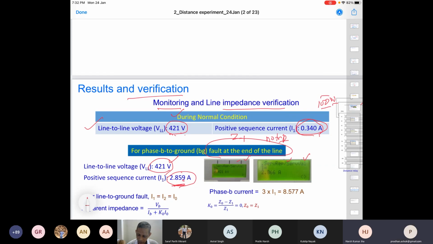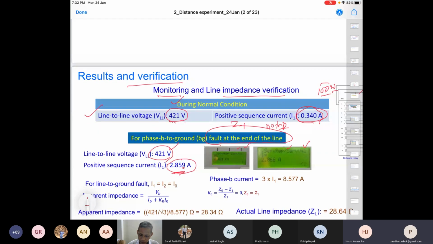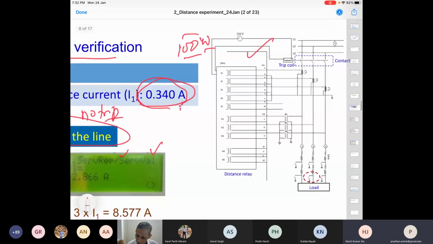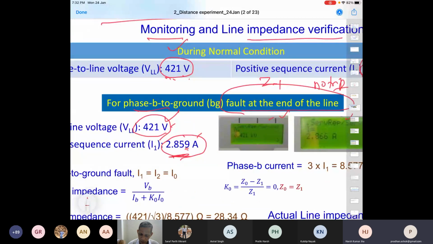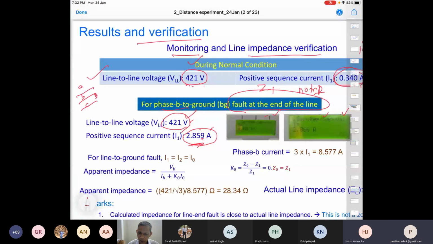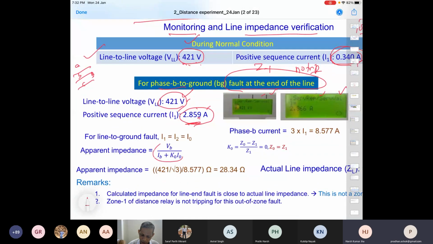So this is like a phase B to ground fault. There are three phases: A, B, C, as already shown in my diagram. In the diagram, this is A, this is B, and this is C. We created the fault at the line end here, clearly shown. For that situation, we got this corresponding current and voltage from the relay. As per the theory, if we apply this, we can do the apparent impedance calculation.